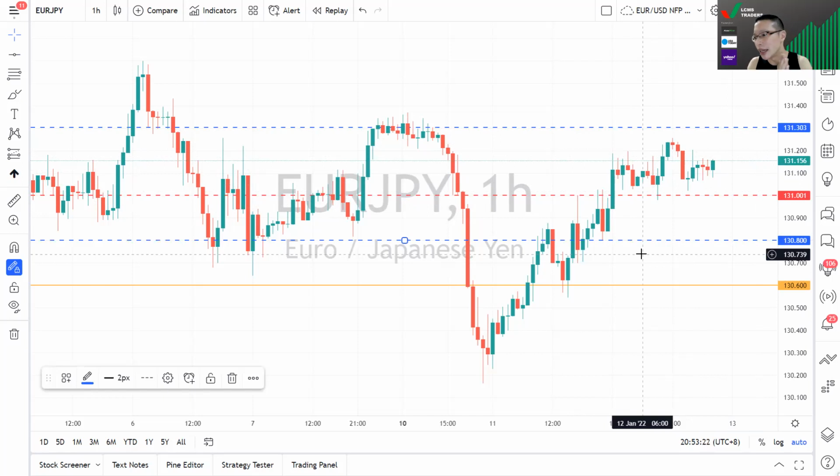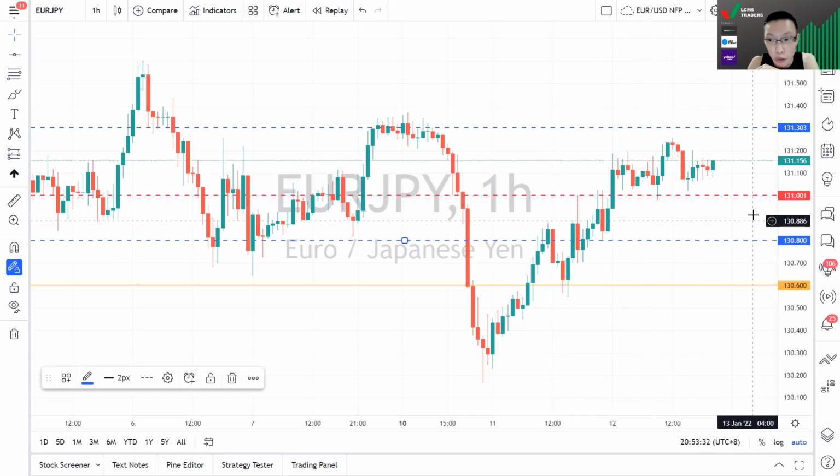Given that we still have the US opening later on at 2230 GMT plus 8, I'm not very keen on selling unless it breaks below 131. I'll look at 130.8. So that is for Euro Yen.